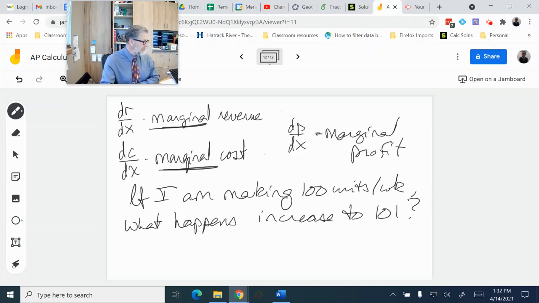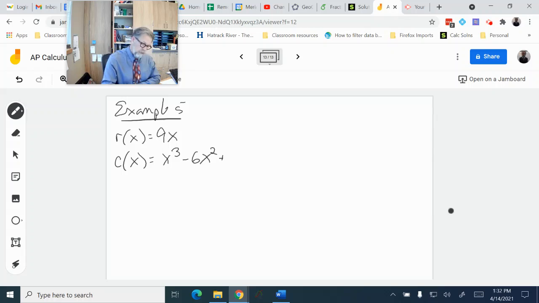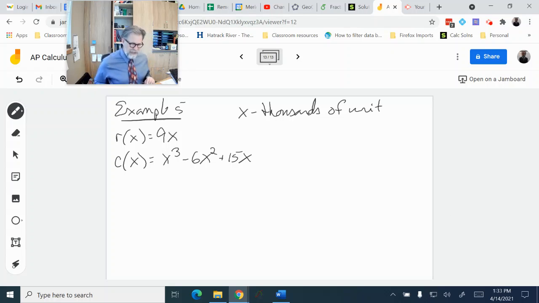All right, so let's look at an example. Example 5. My revenue model is defined by 9 times the number of units that I make. My cost model is defined by x cubed minus 6x squared plus 15x. And we will define x in thousands of units. Typical for business to define our variables in terms of thousands, hundreds of thousands, millions.